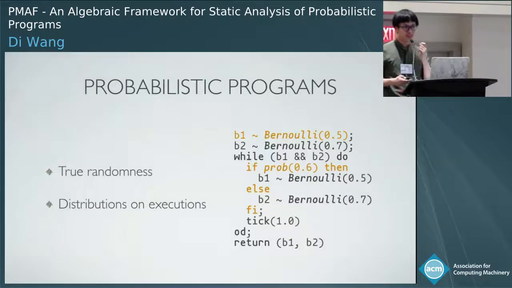For such probabilistic programs, the semantics is very different, because for a given input, even if there is no non-determinism, you can have different outputs. So we usually model the semantics of a probabilistic program as a distribution over all possible executions.